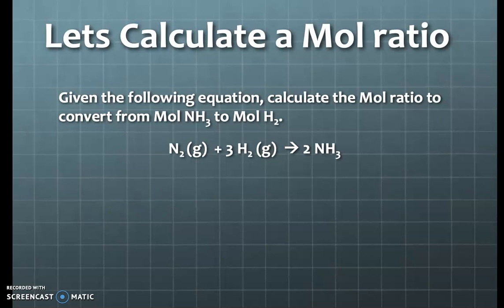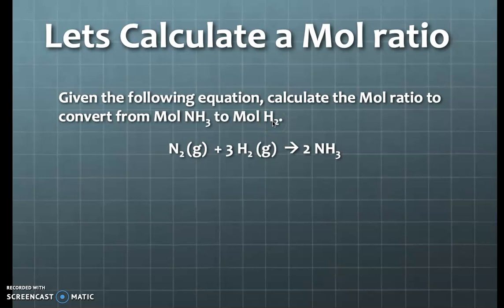All right, let's look at this problem here. Given the following equation, calculate the mole ratio to convert from mole NH3 to mole H2. Okay, now we're going from NH3 to H2. So NH3 is your given and your H2 is your wanted.